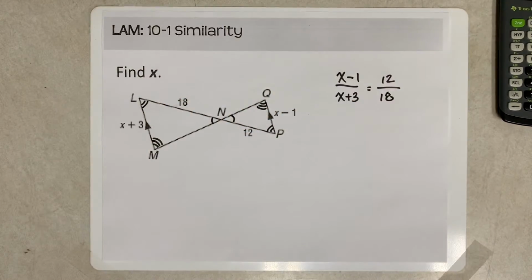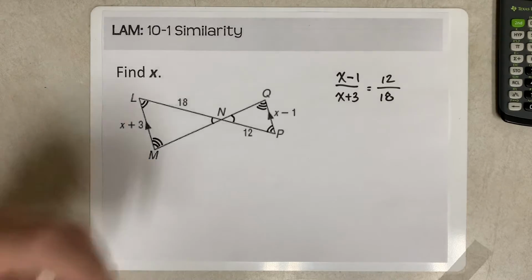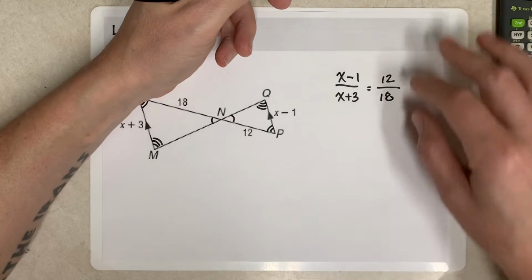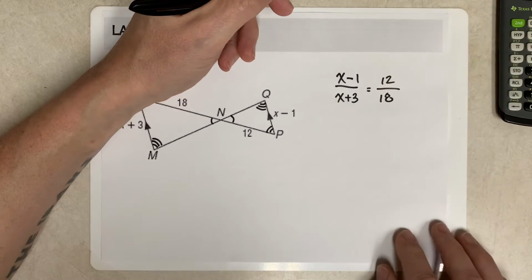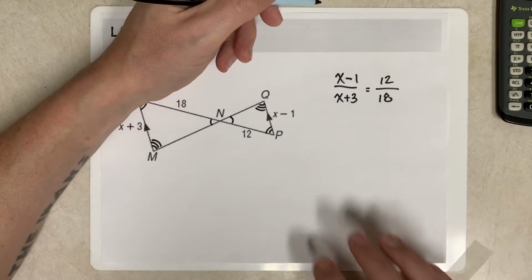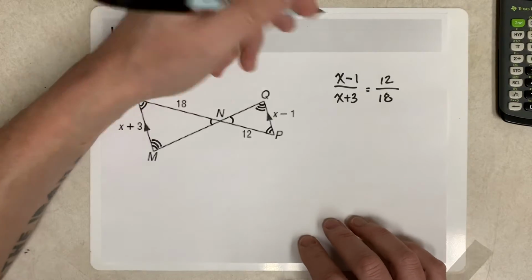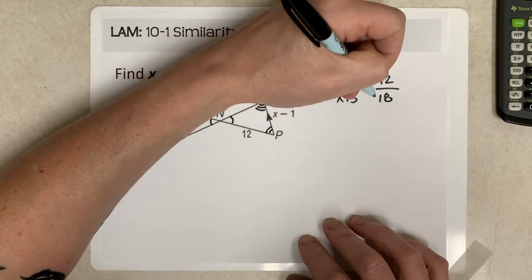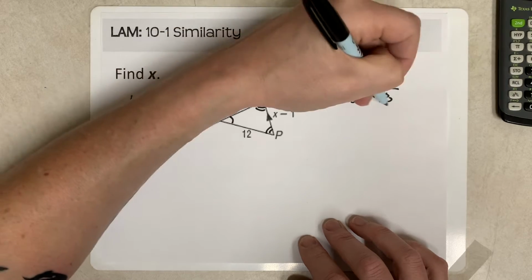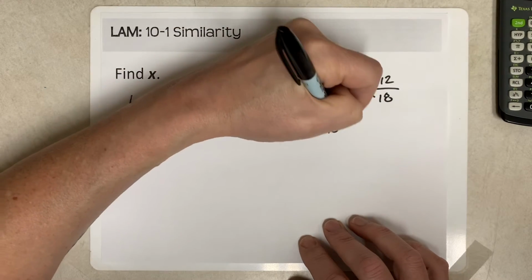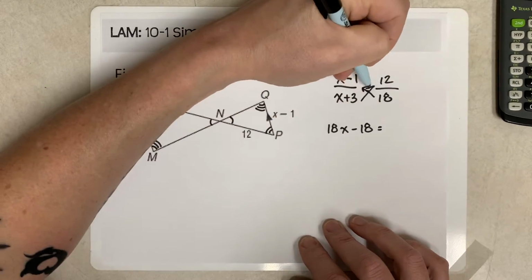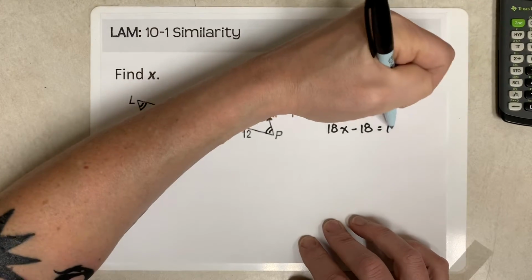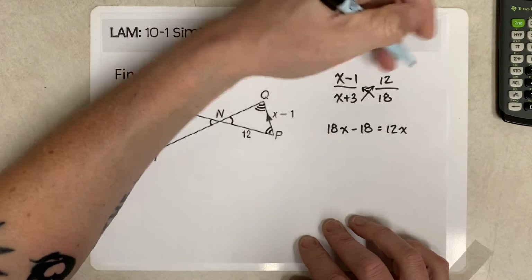Okay, so we're going to cross multiply. You could actually, if you really wanted to, take the 12 and 18 and simplify that to 2/3. You could divide them both by 6 right now if you want to, or you can keep the big numbers. It really doesn't matter. If you do cross multiply though, you're going to get 18x minus 18 equals, and then if you multiply those, 12x plus 36.